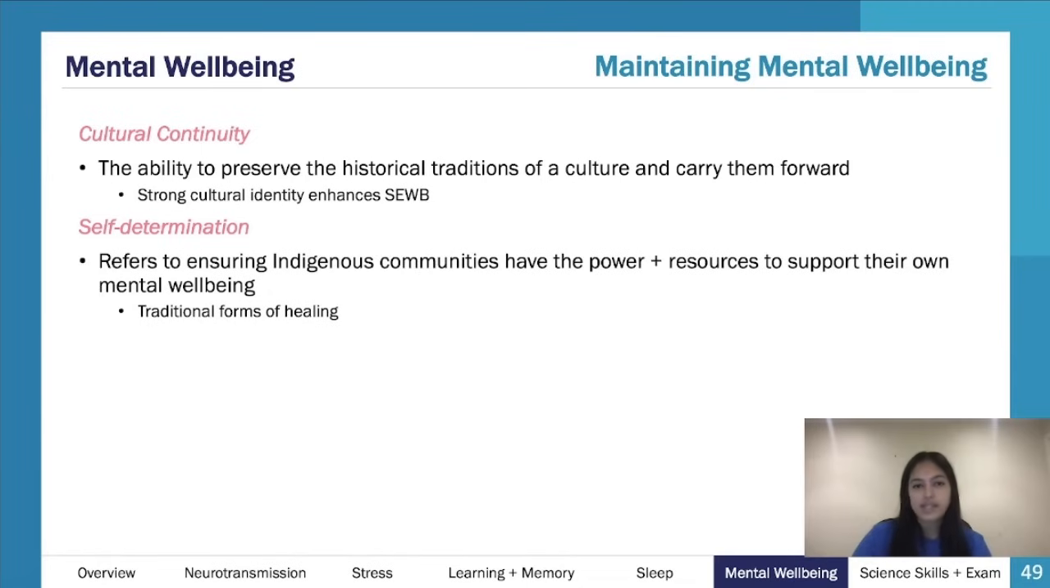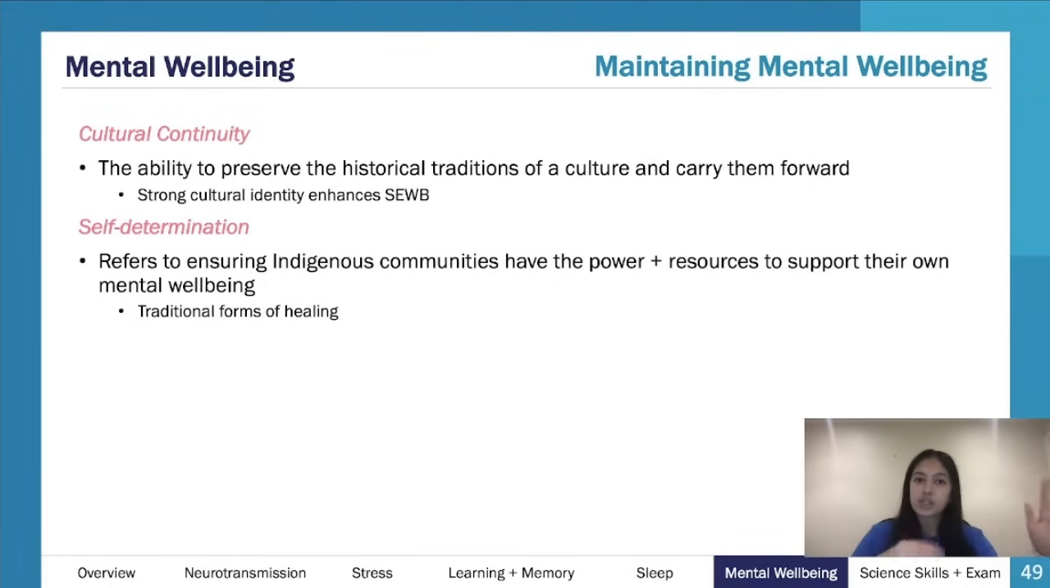Kind of along these last dot points, we're looking at maintaining mental well-being. So discussing mental well-being and obviously looking at specific phobia, here's when we're talking about maintaining a high level of it. So in terms of First Nations communities, looking at cultural continuity and self-determination are really important, because cultural determinants of health are really important, especially for Aboriginal and Torres Strait Islander people. So cultural continuity is, as it sounds in the name, preserving the traditions of one culture, maintaining the teaching of this culture, things like that.